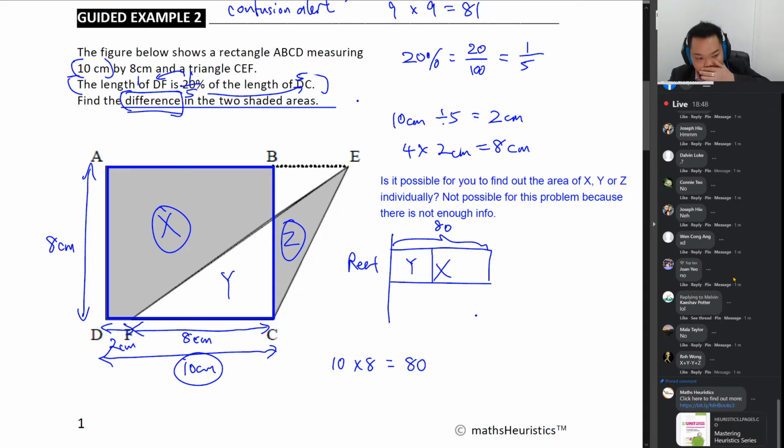Okay, RNH. What you're doing here is not quite correct.